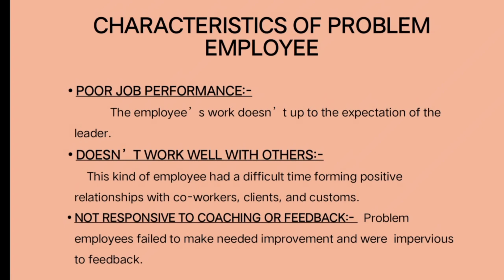Characteristics of a problem employee. First is poor job performance, that is the employee's work doesn't live up to the expectation of the leader, and they don't work well with others. That means they will not work with other co-workers, they will not give collaborative care to the patients, and if it is a teaching institution, they will not collaborate with others. For example, in a teaching institution we have different departments. In a class, different department personnel will come and take the classes. What happens is they will not collaborate with others or contribute, and they will not work for the welfare of the students.